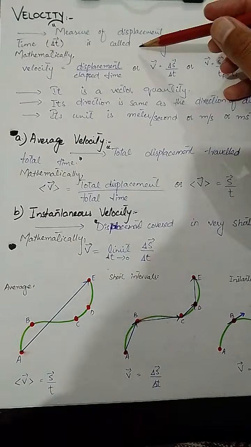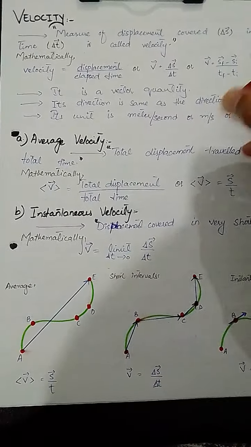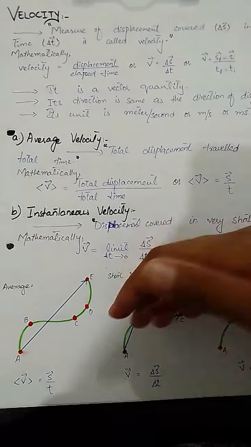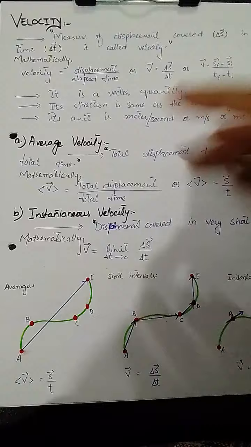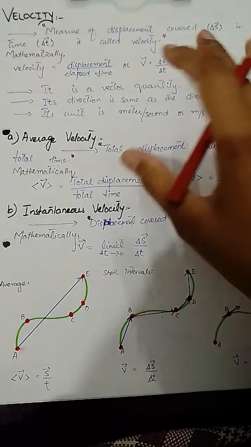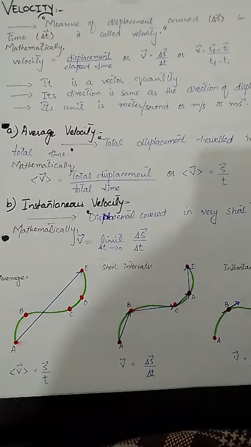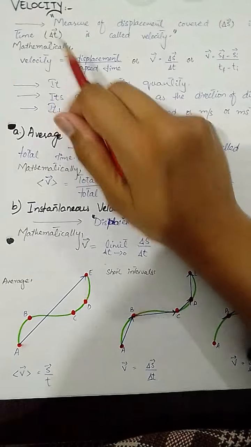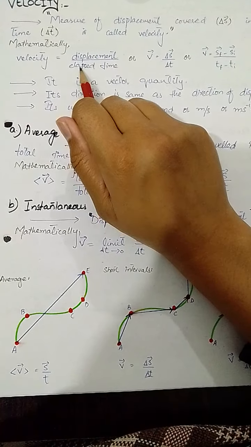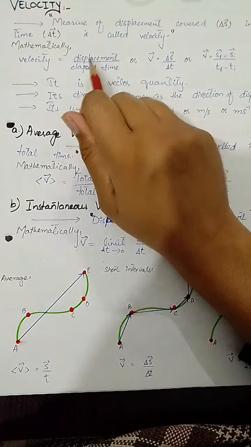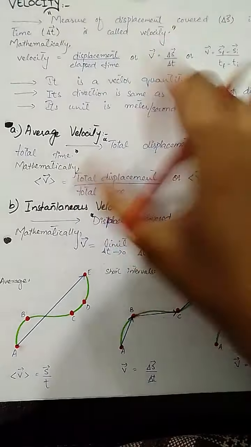So therefore velocity is the measure of displacement covered, कि एक ऑब्जेक्ट ने एक पॉइंट से लेकर दूसरे पॉइंट तक कितना डिस्टेंस कवर्ड किया है, इन व्हाट डायरेक्शन, इन टाइम डेल्टा t, एक स्पेसिफिक टाइम इंटरवल के अंदर. That measurement is called velocity, right? Mathematically we can represent it as velocity is equal to displacement covered per elapsed time, or displacement covered divided by elapsed time. Elapsed time is just the time taken or that duration of time.